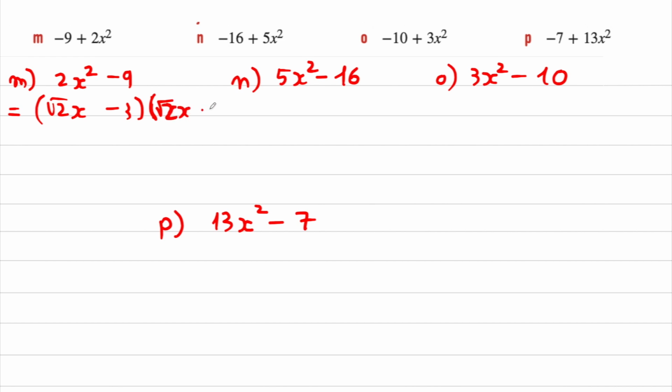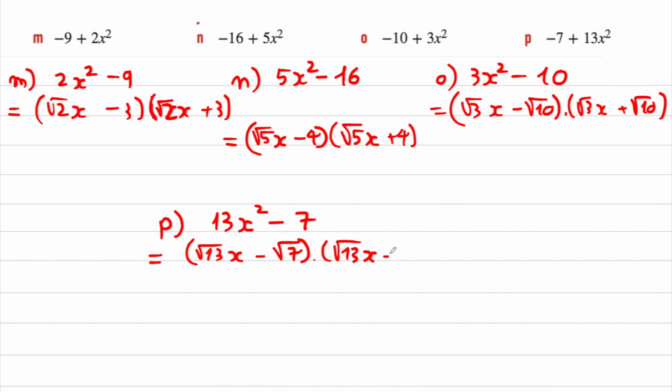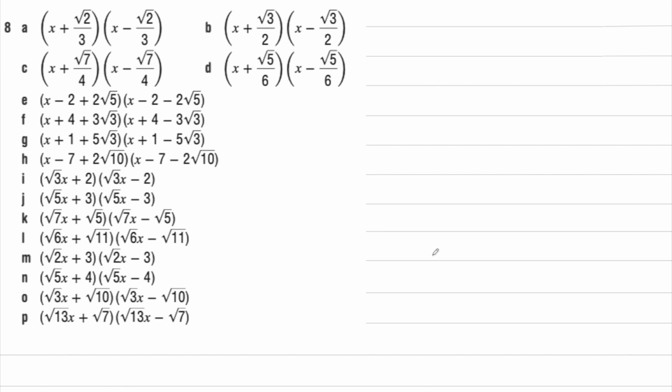For this one, square root 2x minus 3, multiplied by the sum bracket, square root 2x plus 3. The next one is square root 5x minus 4 and square root 5x plus 4. Then square root 3x minus square root 10 and square root 3x plus square root 10. And the last one is a little bit harder without a square number: square root 13 x minus square root 7 and plus square root 7. That is question P. Okay, we finished question 8.